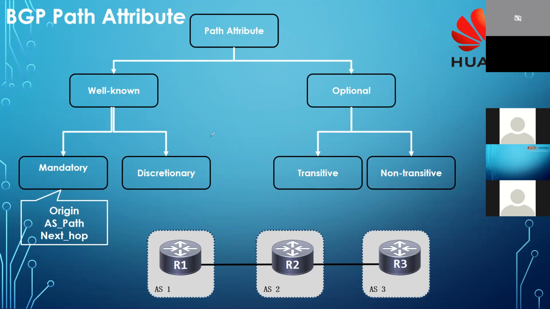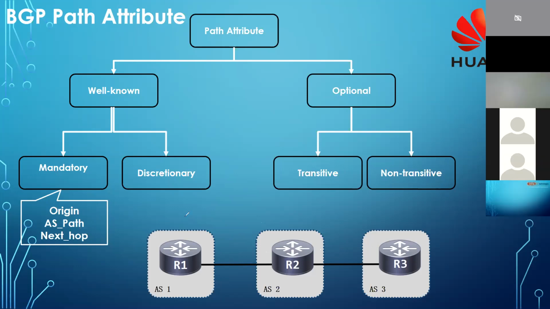Okay, so this is the path attribute family or category. There is a ton of path attributes. For example, in discretionary we have local preference. In non-transitive we have the MED. In transitive we have, for example, community. So we have a lot of path attributes. In this presentation we're going to focus on these three because we don't have a lot of time to talk about the others.